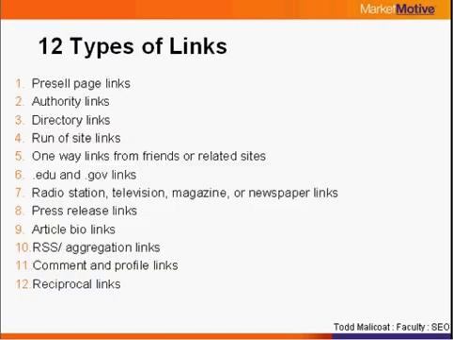The different types of links can be categorized in about 12 different ways. There's certainly gradations in between these links, but these are a good way to start identifying qualities between different link types. These link types are pre-sale page links, authority links, directory links, run-of-site links, one-way links from friends or related sites, .edu and .gov links, radio station, television, magazine, newspaper, and other traditional media links, press release links, article bio links, RSS and aggregation links, comment and profile links, and finally reciprocal links.